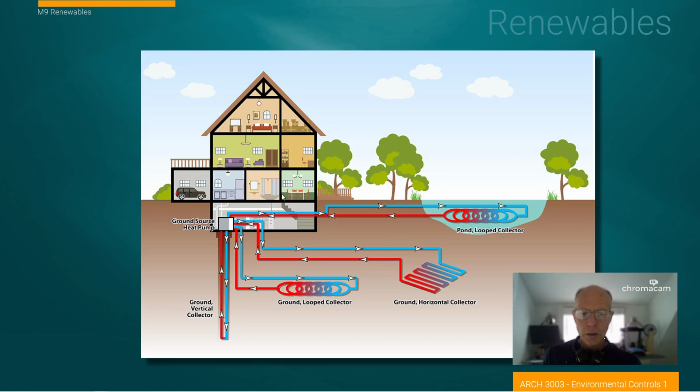The reason why these systems are popular is because they have a multiplier effect to the amount of electrical energy that's put into them. So we've talked about this idea of coefficient of performance and their efficiencies. So it has a coefficient of performance of probably 3 or better. So for every watt of electrical energy you put in, you get 3 watts of heat or 3 watts of cooling.